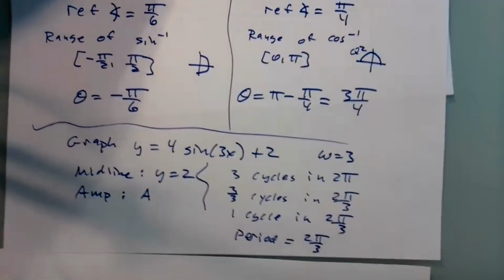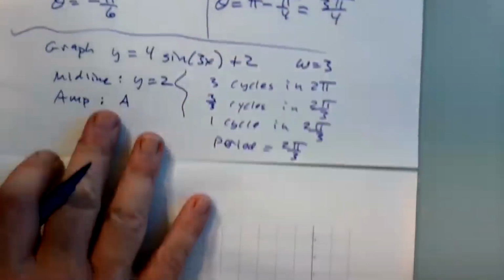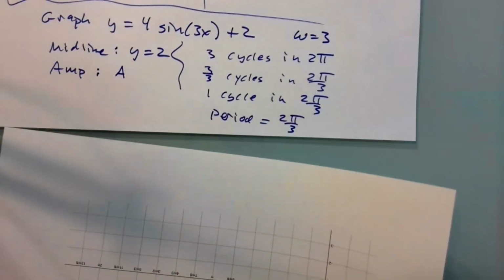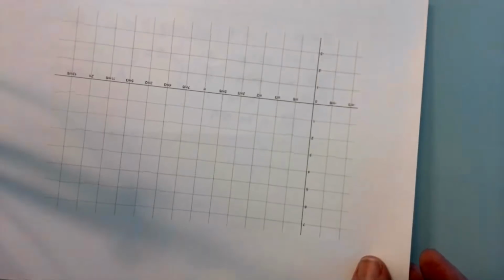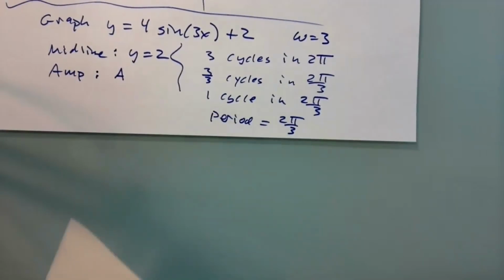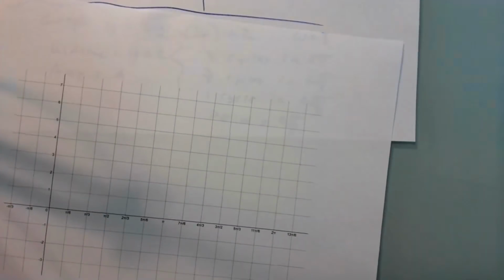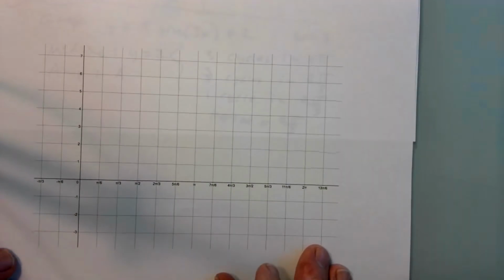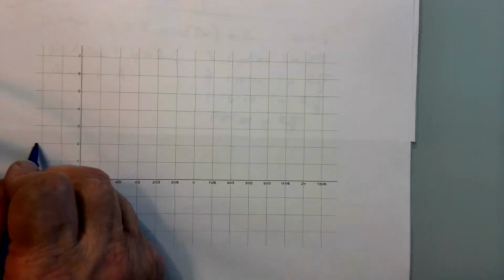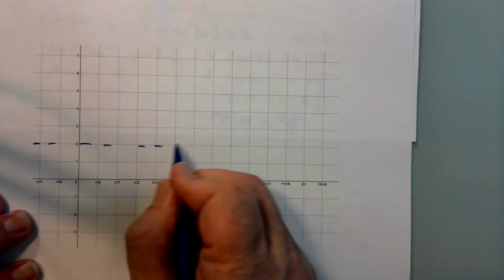sine. So let's take a look. I don't know how much of this paper we'll be able to see. So starting with a midline of y equals 2, I'm upside down. I like to go ahead and put in a dotted version of the midline. So the midline is y equals 2, and we'll try to get this to focus. Here's our midline.